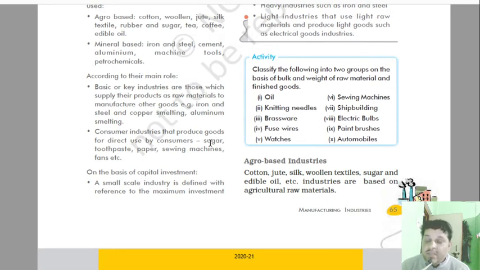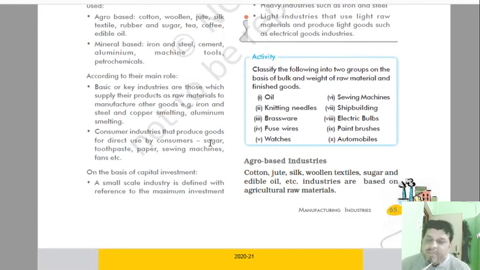So electric wire making industry and pressure cooker making industry will need aluminum, but aluminum is not directly available in the environment. There is need for an aluminum smelting industry. If the aluminum smelting industry produces aluminum, then it will be used as a raw material for the cooker industry, pressure cooker industry, and wire making industry. So these are basic industries: aluminum smelting, copper smelting, iron and steel industry.